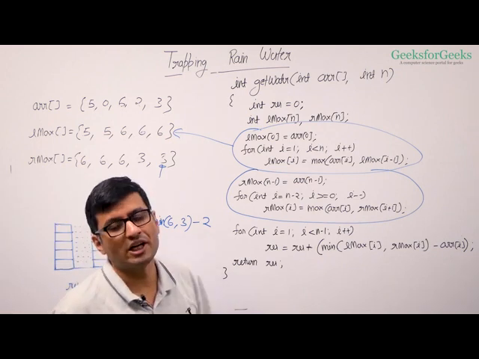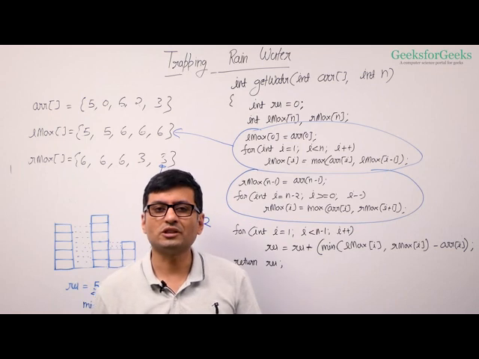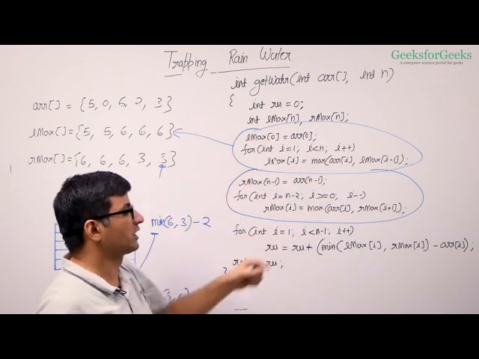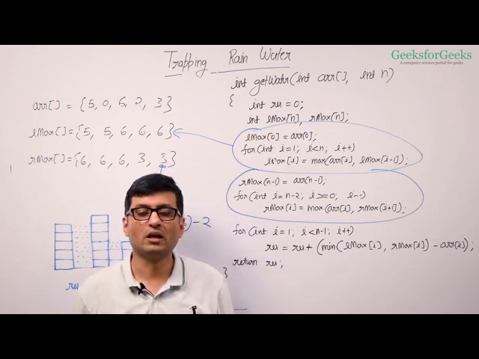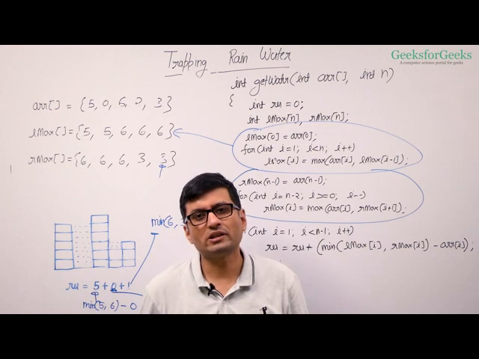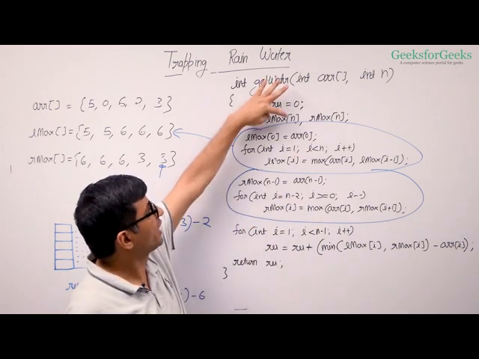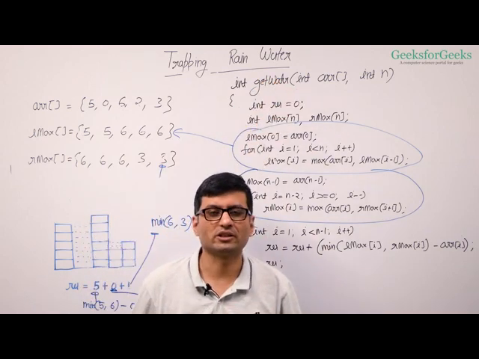So that's how this approach works. The time complexity of this approach is theta n, because we are doing theta n work here, and then theta n again. And theta n plus theta n plus theta n is theta n time complexity. This solution requires theta n auxiliary space also. We have two arrays of size n, so we have theta n extra space in this solution.